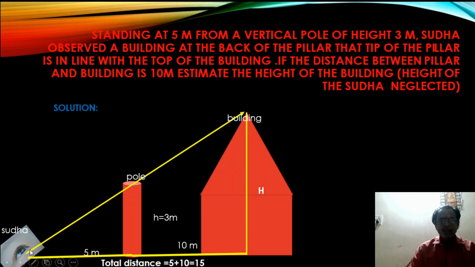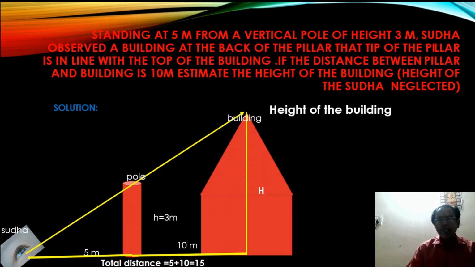So with this eye she is observing the tip of the pole and simultaneously the top of the building. That's why they formed two right angle triangles. One is Sudha's eye with the building, and the other is Sudha's eye with this pole. These two are similar, and we can compare them by using proportion. Let us see one by one.